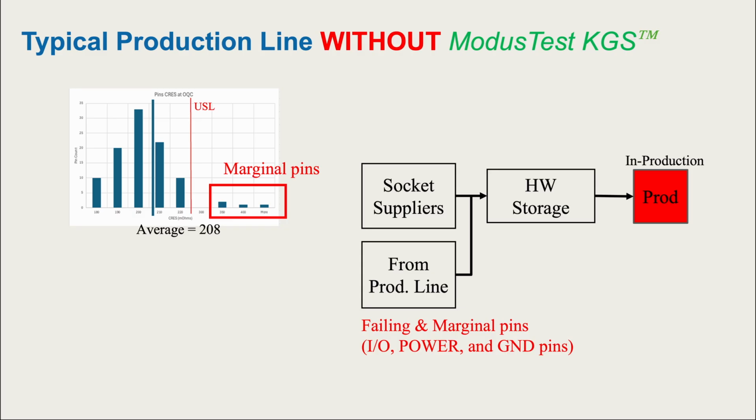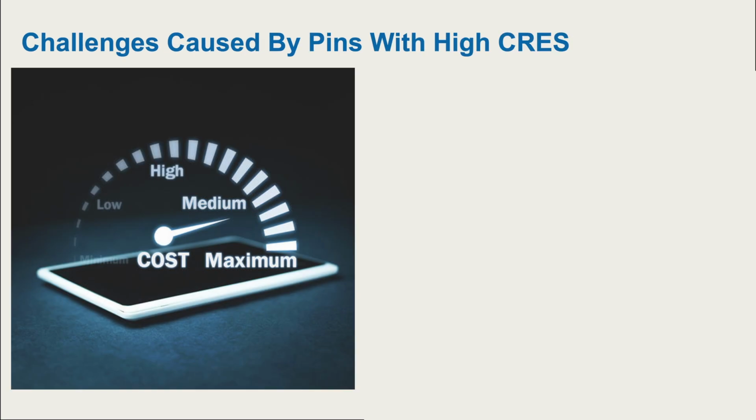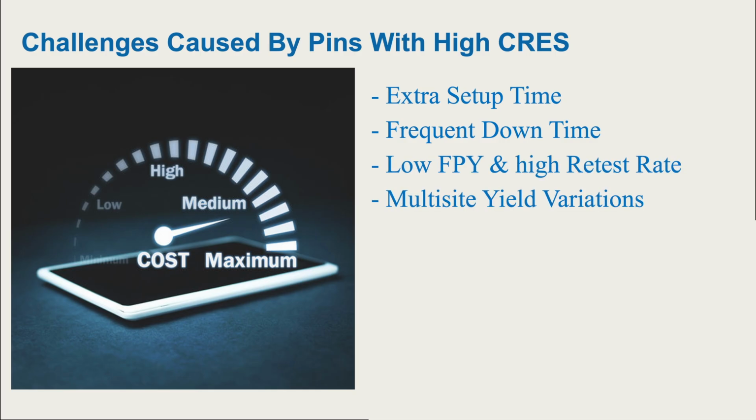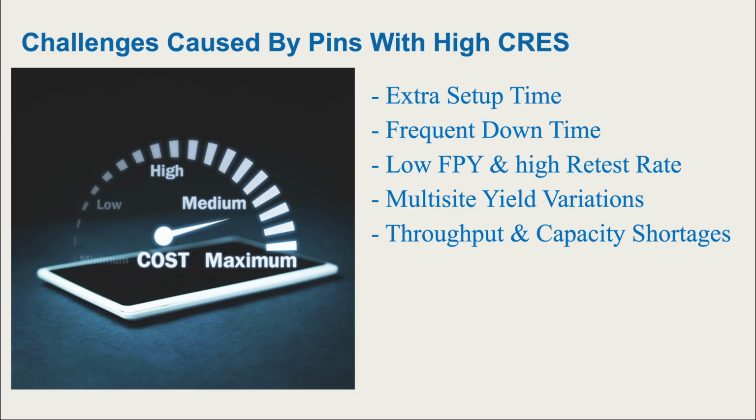Sockets from the production floor often include marginal or failing pins, which may not be detectable by non-electrical incoming inspection at the hardware shop. When these sockets return to production, it causes extra setup time, frequent equipment downtime, a low first-pass yield with a high retest rate, multi-site yield variations, throughput and capacity shortages, which significantly drive up manufacturing costs.